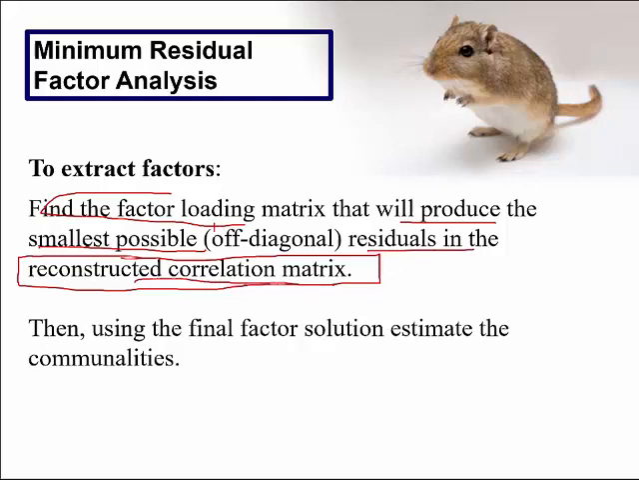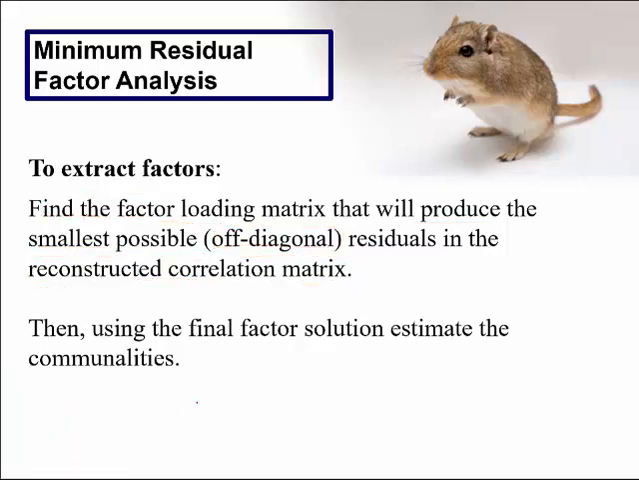Or to be precise, it's the off-diagonal residuals, that is, the correlations. We want our reconstructed correlations to come as close as possible to the actual correlations. And if we use this procedure, it will actually give us something that's very, very close to what we would get if we were to, say, use a principal axis factoring, but it could be just a little bit different.